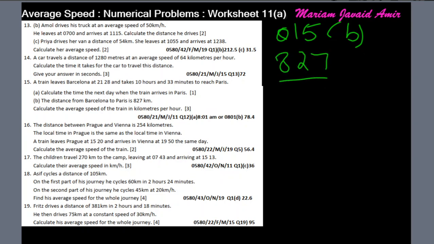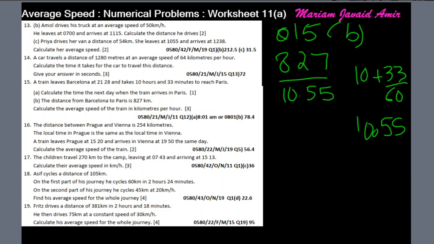So the time was 10 hours plus 33 over 60 hours. We need the time in hours. So this will give us 10 plus 33 over 60 is 10.55 hours. So write 10.55 here, and 827 divided by 10.55 and we get 78.3886. So rounded off answer till 3 significant figures is 78.4.